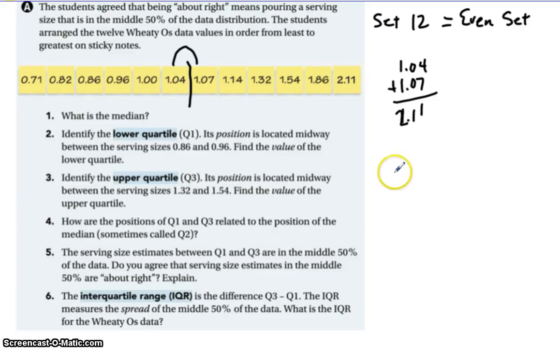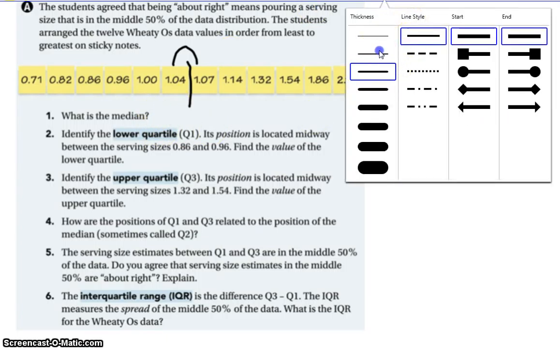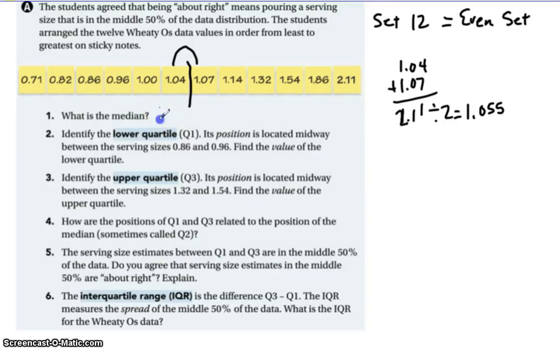Okay, and since there are two numbers, we're going to divide this by 2, and that's going to get me, excuse me, a value of 1.055. So our median number here, the median, is 1.055, and it comes between 1.04 and 1.07. So I'm going to erase this little loop here, and we are going to identify this line as the median.